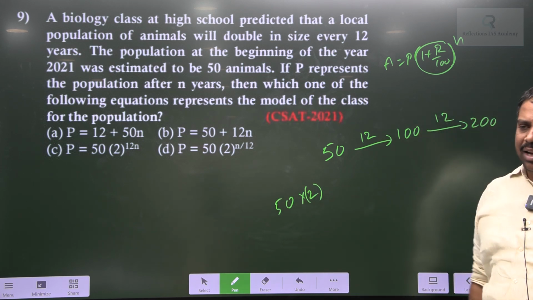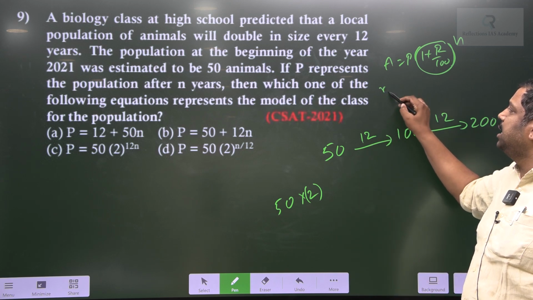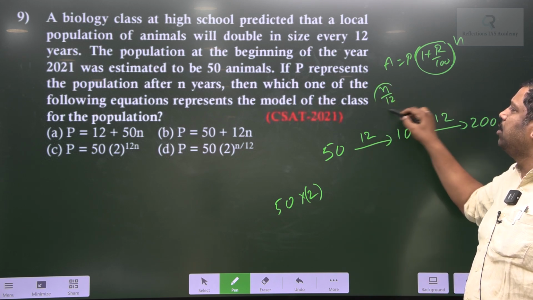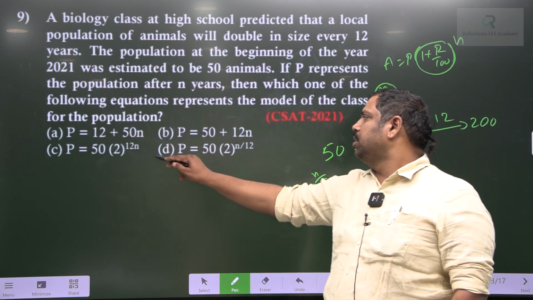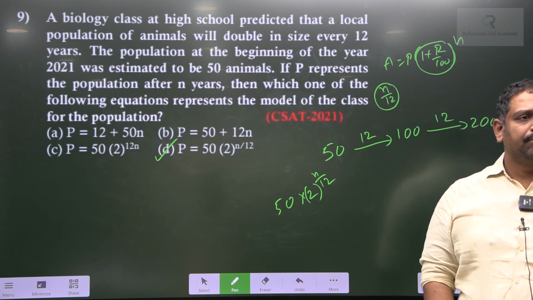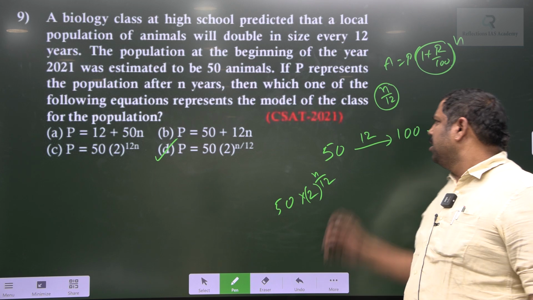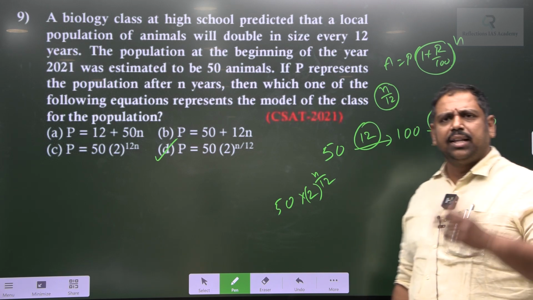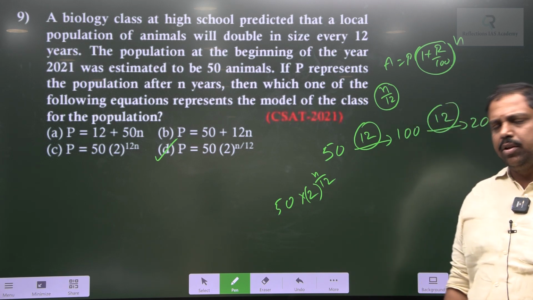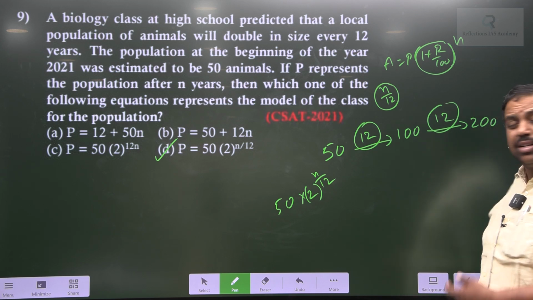But this will double in 1 year or 12 years? But he gave n years, right? Means how many 12 year periods are there? Means n by 12. Okay, so D is the answer. It's a funny question. Or else you can verify 12 years, 12 years. Verify for 2 times, at least 1 time or 2 times, you will get the answer. 24. Yes. Go ahead, all of you. Can I go to the next one? Do you understand it? Yes, sir.